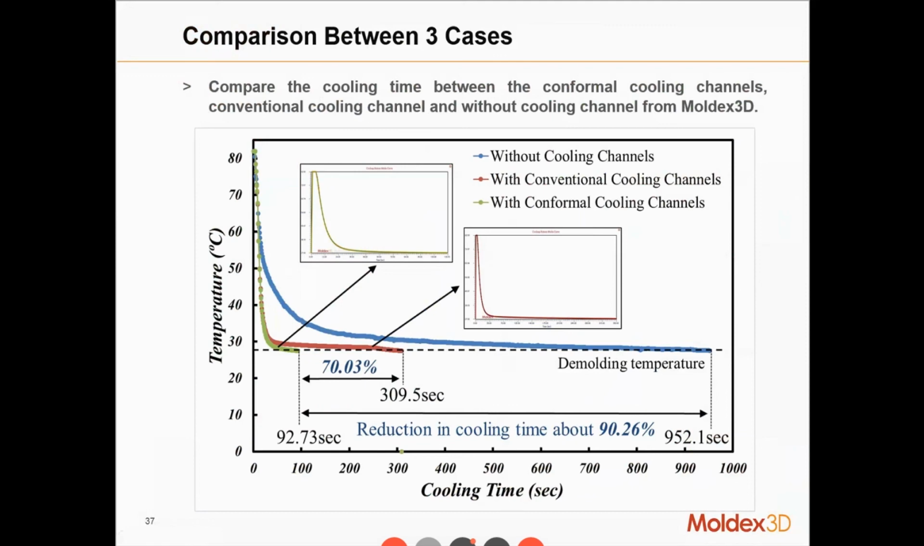Then we can take another look at the chart to see how much time was needed in the simulation to cool the parts down to the ejection temperature. The first one is without any cooling channels, the second one is with conventional, and the third one is with conformal cooling channels.